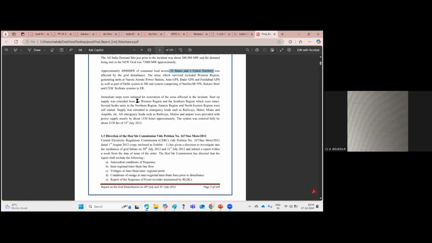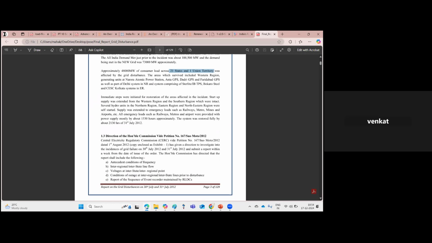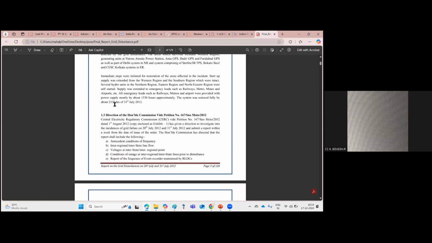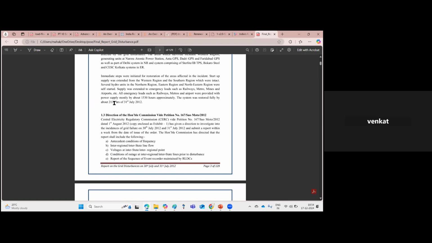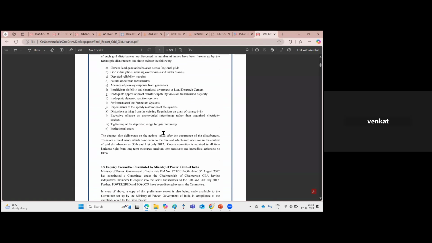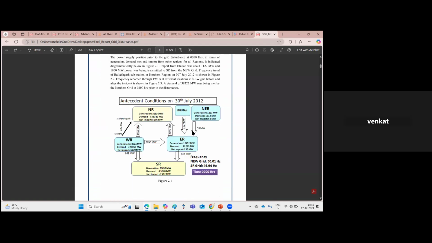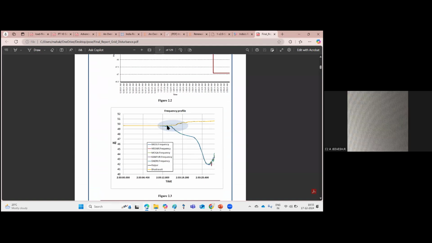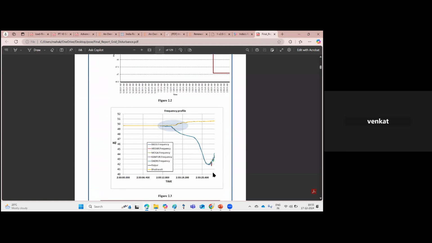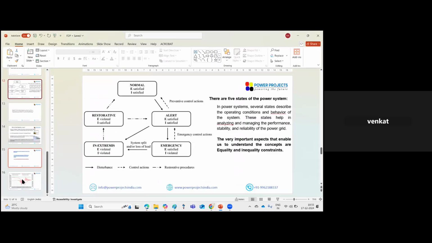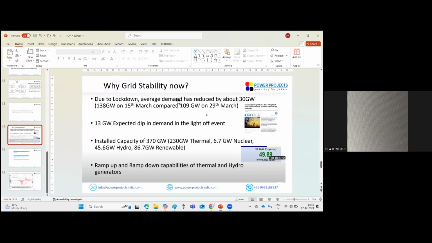They were trying to restore the power, and within 2 days it was successful, on 31st July at 21.3. I just wanted you to go through this full report, which will enable you to understand how the grid is functioning. This is a normal profile, and here you have the grid profile.